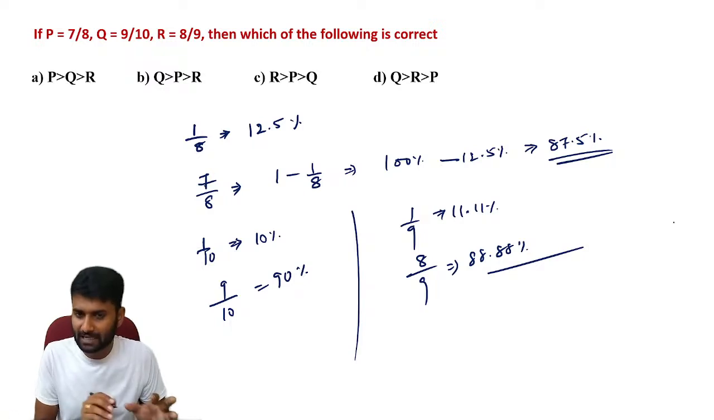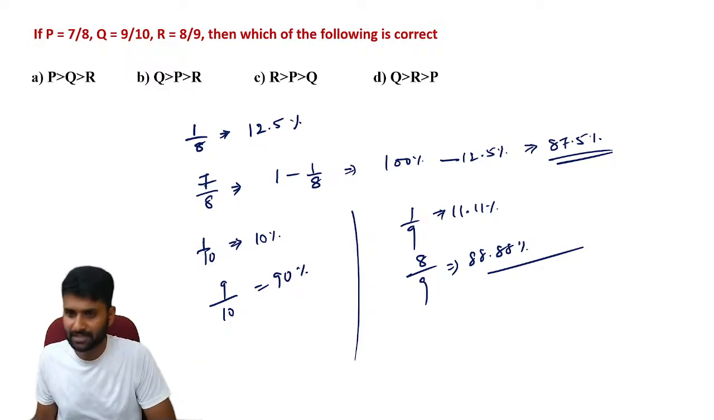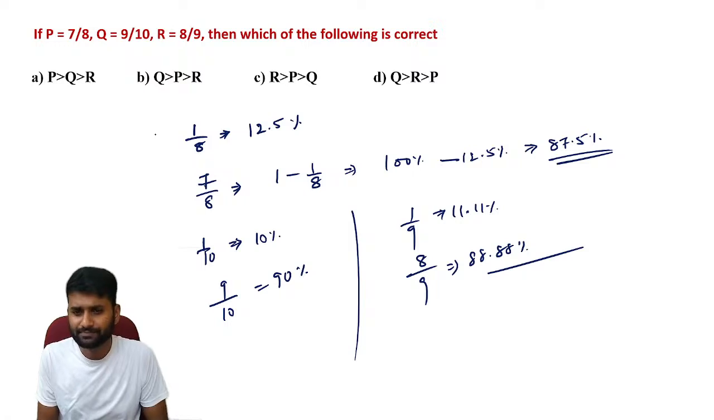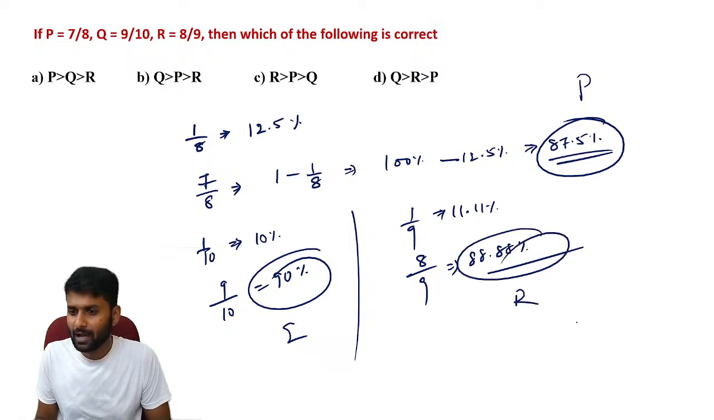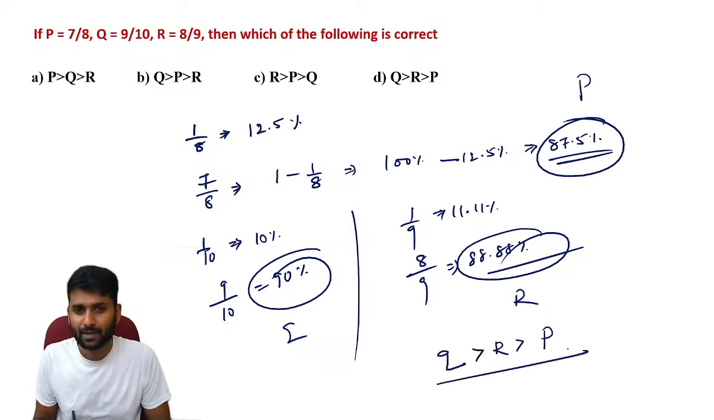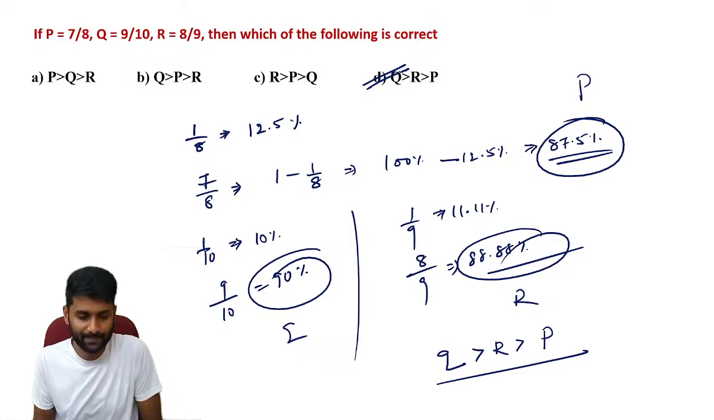So we are converting every fraction into a percentage. Let's compare the data. This is P, this is Q, this is R. And according to the order, Q is greater than R, which is greater than P. So Q greater than R greater than P. QRP is the correct representation.